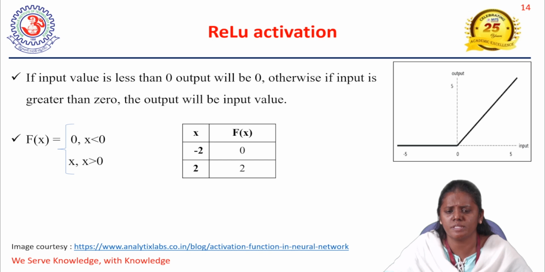And you can see from the table, when I give the sample input -2, -2 is less than 0, so the output will be 0. Similarly, when I give the value x is equal to 2, it is greater than 0, and hence the output of the activation function will be taken as 2. So this is how the ReLU activation function works, and it is the most widely used activation function when you are going to build a deep learning model.